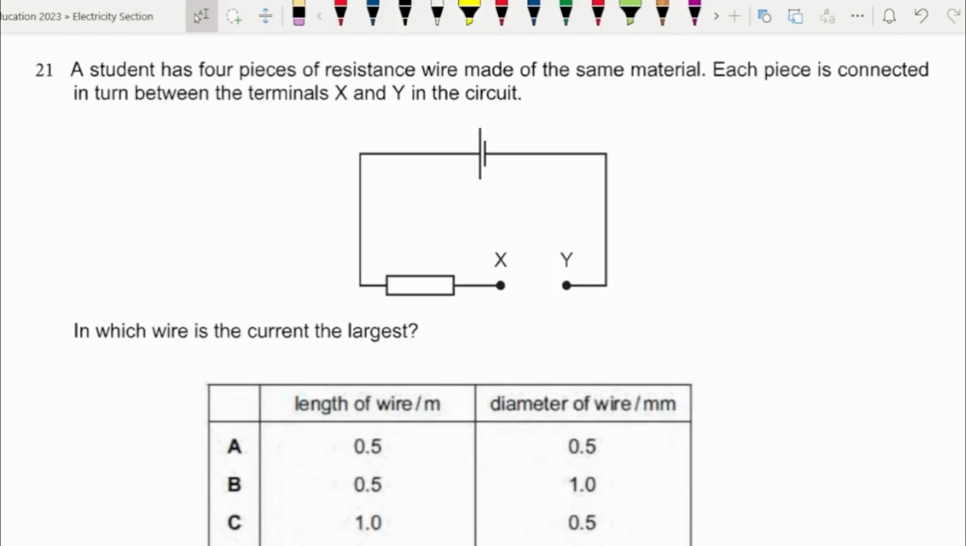Okay, 21. Once again, the same concept. You need the largest current. So in order to have the largest current, you need the smallest resistance. And in order to have the smallest resistance, you need the smallest length and the maximum diameter. So the smallest length would be 0.5, so we can skip C and D. And between A and B, we have to go with the larger diameter. So smallest length and largest diameter, so would be B.